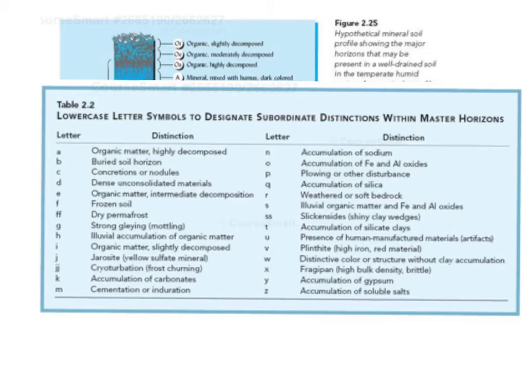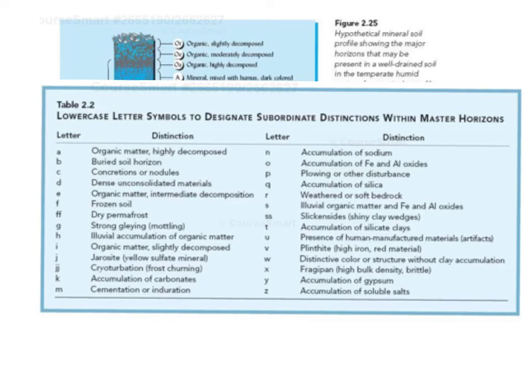Let's see, a y or a z would be common in Montana and Wyoming. The z would for sure be in Wyoming. Accumulation of soluble salts, so we have salt accumulation, maybe an n as well. Let's see what else we can look at. If we have k, that's an accumulation of carbonates, so CaCO3, and for i, organic matter decomposition levels. And so you can see there's a lot of different things that we can designate our master horizons with to tell people more about those horizons.